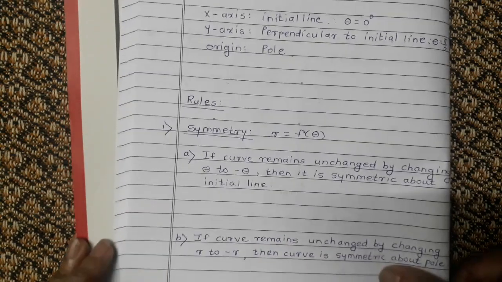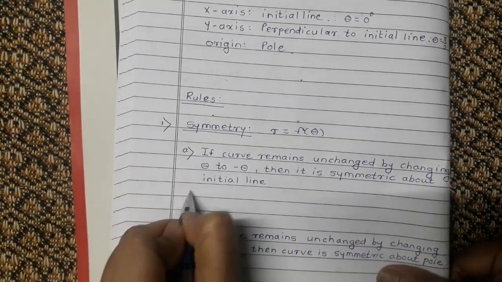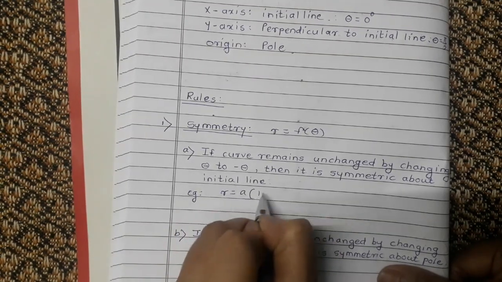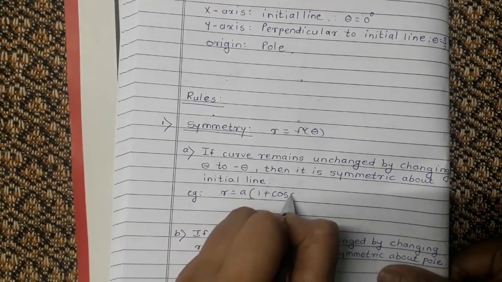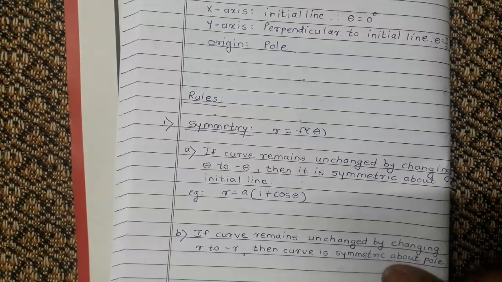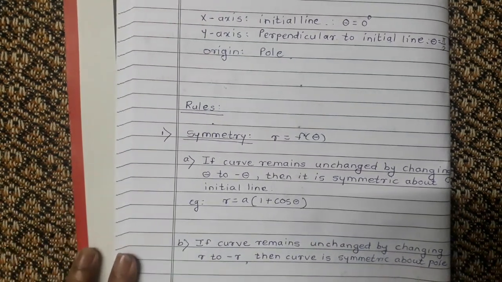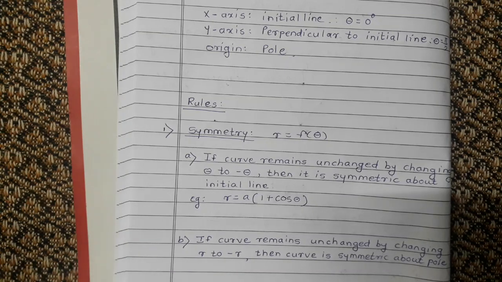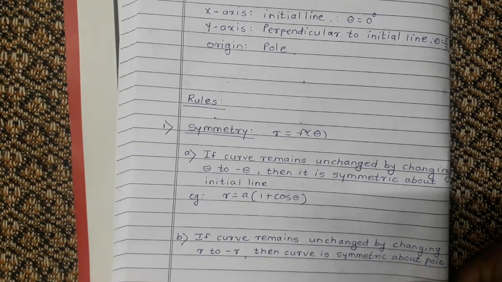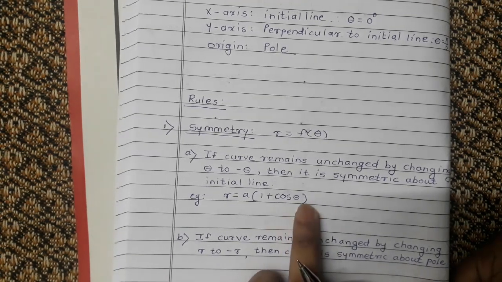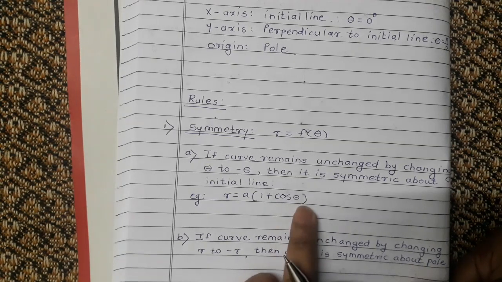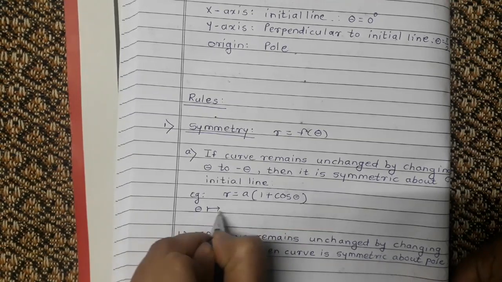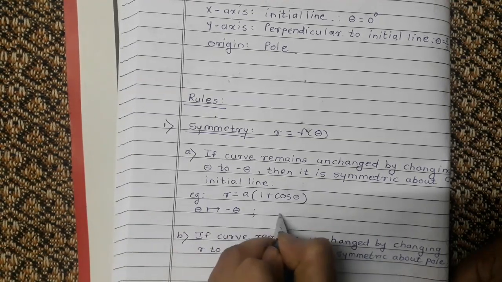So let's take one example here. Suppose I have r is equal to a into 1 plus cos theta. The equation is in terms of r and theta, so this is the polar curve. Now what we want to verify is whether it is symmetric about which axis, right? Now I know that cos of minus theta is the same as cos theta. So when I change theta to minus theta here, what do I have?